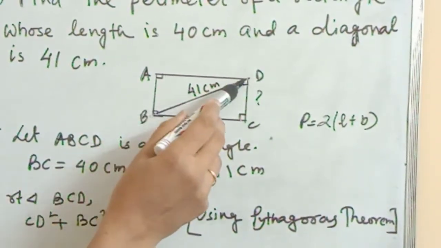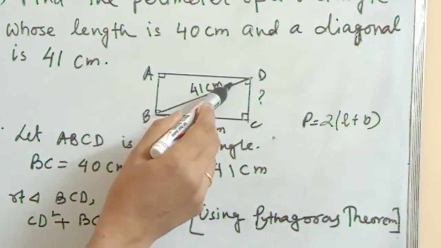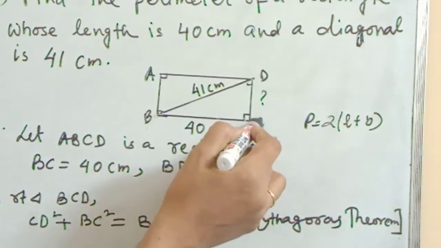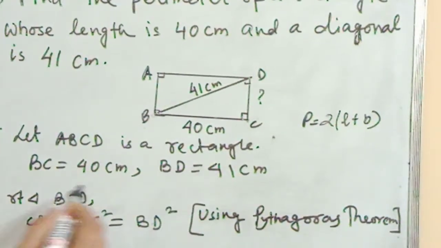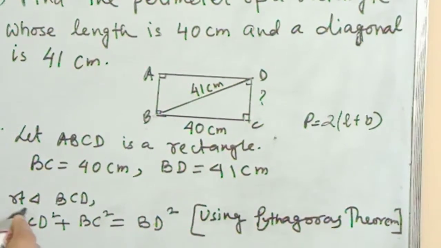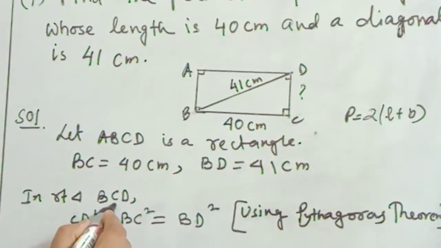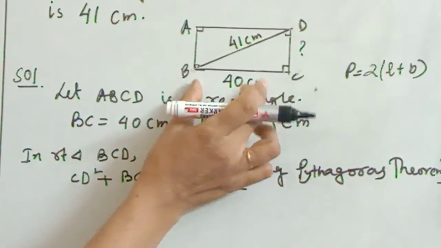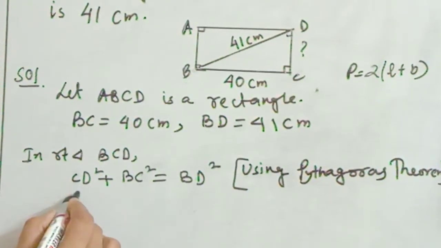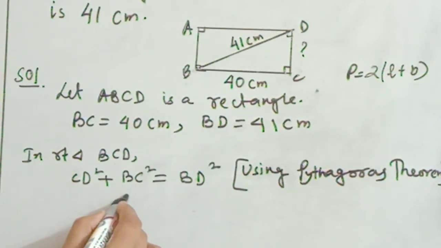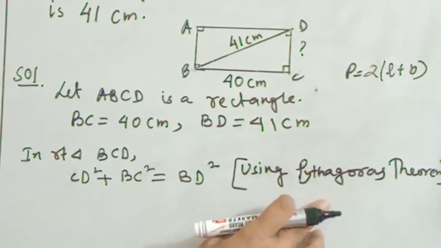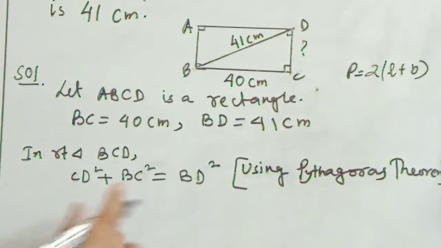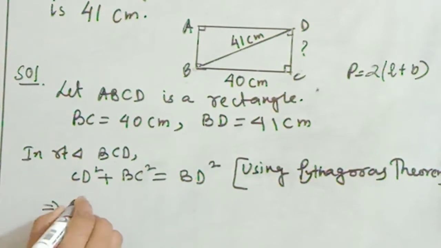So it is a hypotenuse. For hypotenuse they give 41 centimeter and one side is 40 centimeter. To find the other side, we can use Pythagoras theorem. Now in right triangle BCD, CD square plus BC square is equal to BD square, because base square plus perpendicular square is equal to hypotenuse square. Which theorem we are using here? Yes, Pythagoras theorem. Now CD we don't know.